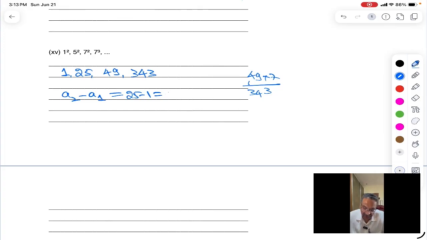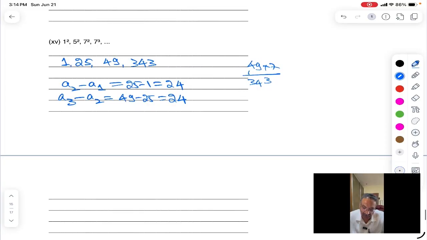A2 minus A1 is equal to 25 minus 1 is equal to 24. A3 minus A2 is equal to 49 minus 25 is equal to 24. Here, if you see, it is very important. This question is a tricky question. When it is given like this, many students do only two differences and write that this is an AP. But you have to check the third term difference also. So A4 minus A3 is equal to 343 minus 49, which is equal to 290.